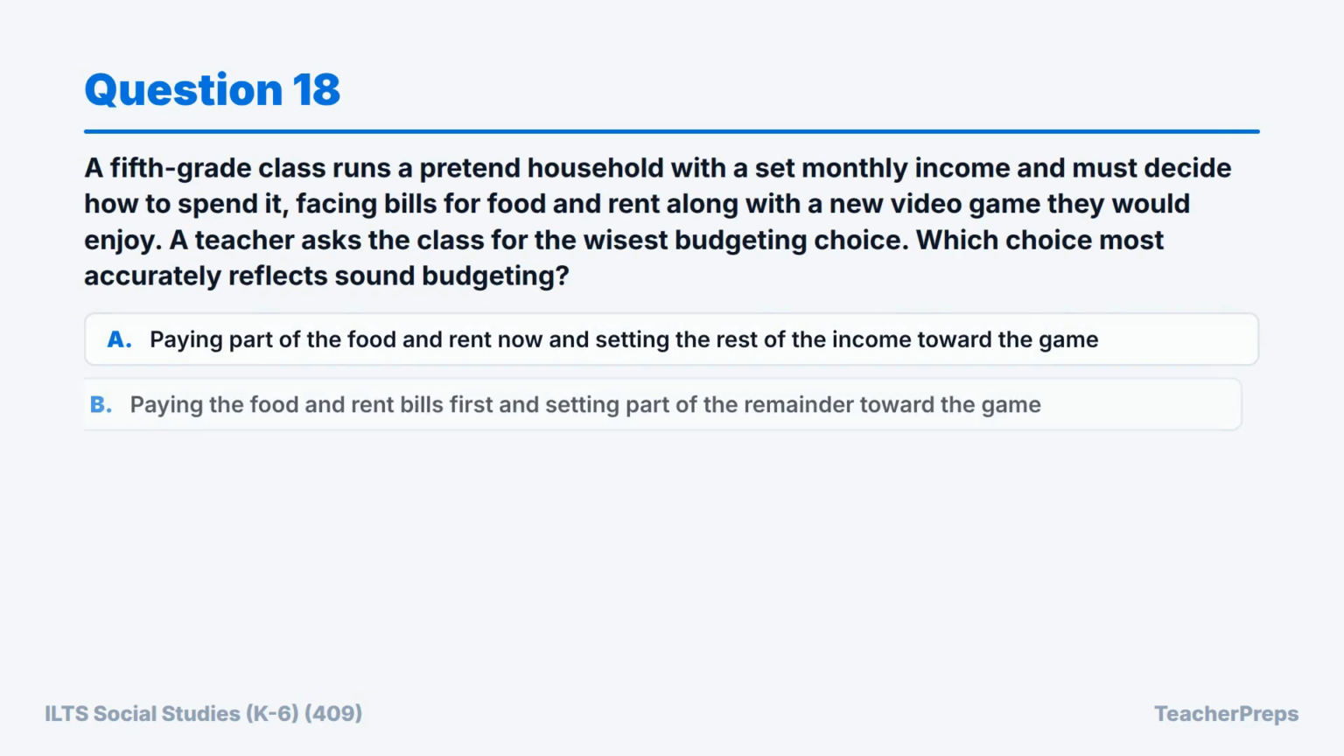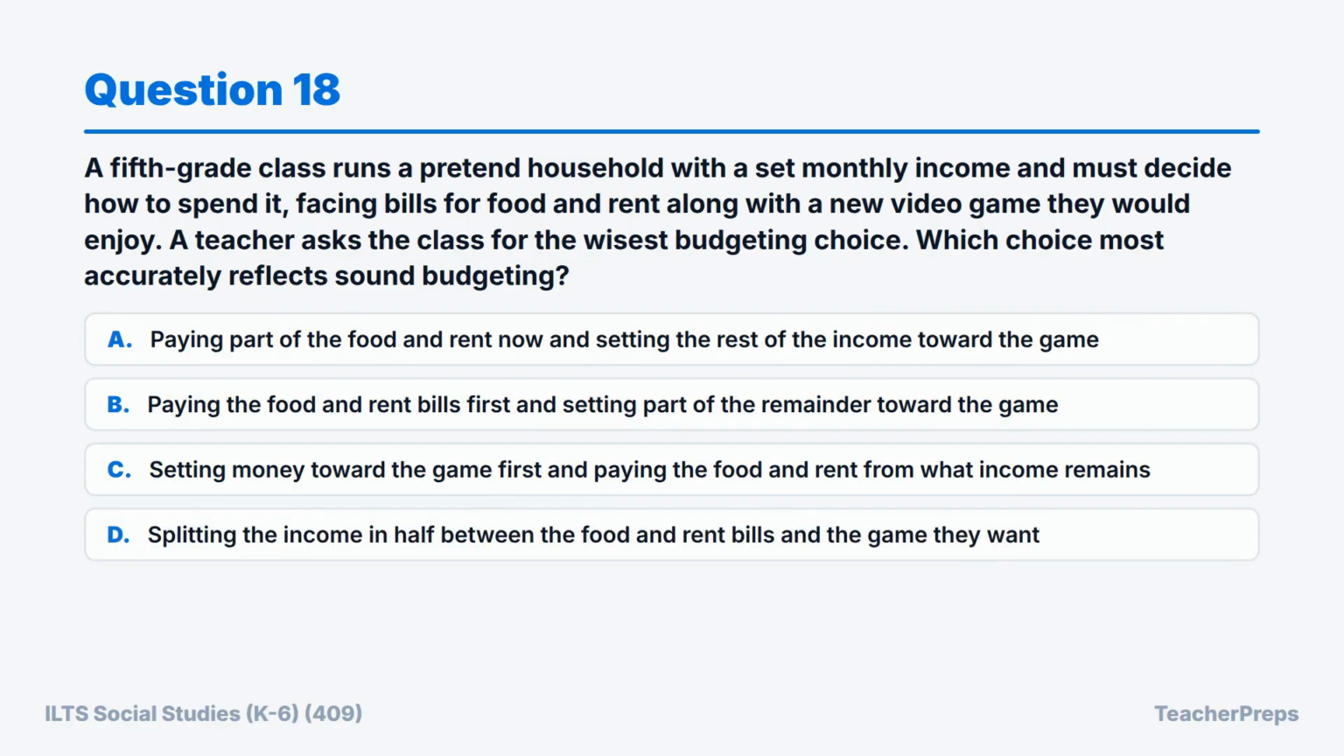Question 18. A fifth-grade class runs a pretend household with a set monthly income and must decide how to spend it, facing bills for food and rent along with a new video game they would enjoy. A teacher asks the class for the wisest budgeting choice. Which choice most accurately reflects sound budgeting? Pause the video and select the best answer.